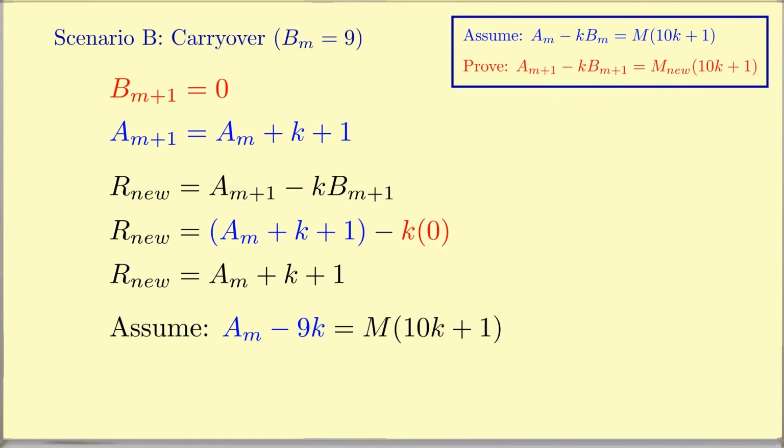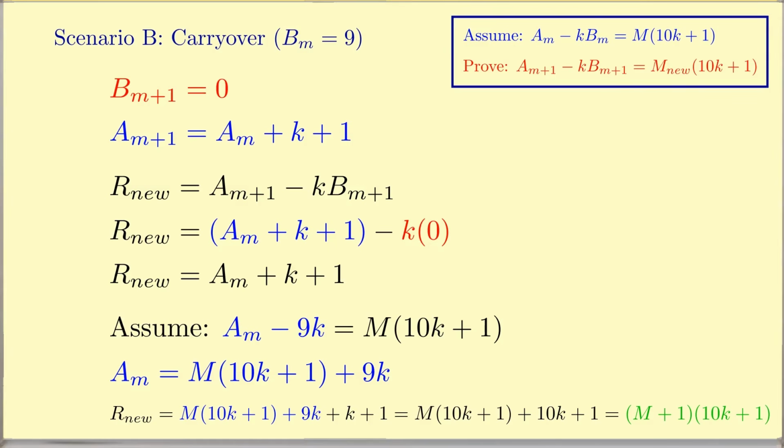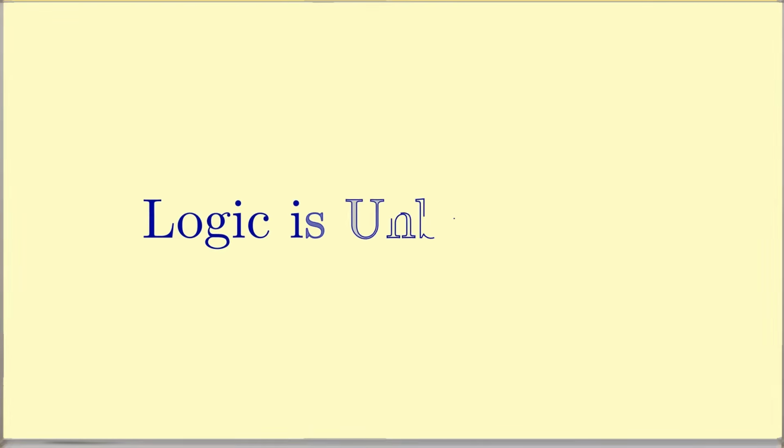Because our old last digit was 9, our inductive assumption guarantees that the old front minus 9k is a multiple of 10k plus 1. Let us substitute the old front with 9k to see the core multiple. We get 9k plus k plus 1, which perfectly equals 10k plus 1. We generated the exact divisor. The decimal carryover is mathematically absorbed by the algorithm. Through algebra and induction, the logic is absolutely unbreakable.